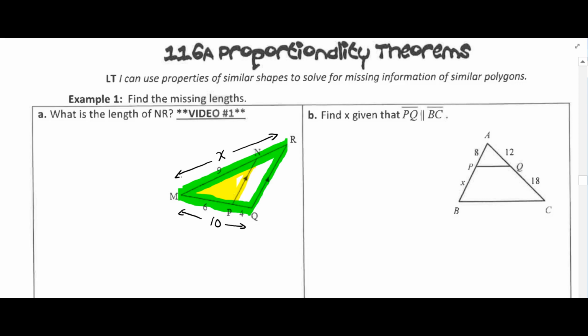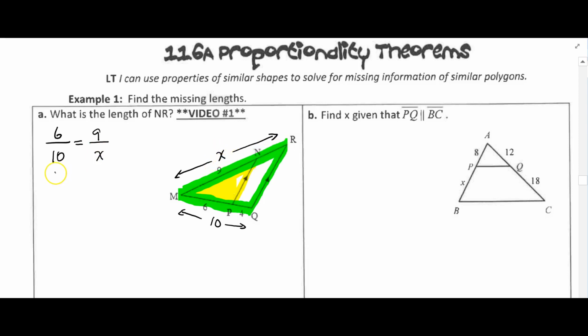So let's go ahead and set up a proportion. I'm going to do small triangle over large triangle for both of my ratios. So I'm going to do 6 for the small triangle, and then that corresponds with 10 on the big triangle. And then I'm going to go back to the small triangle. I have 9, and I labeled the corresponding side to the 9 as an X. So once we get X, we're not going to have NR, but we'll use it to find NR.